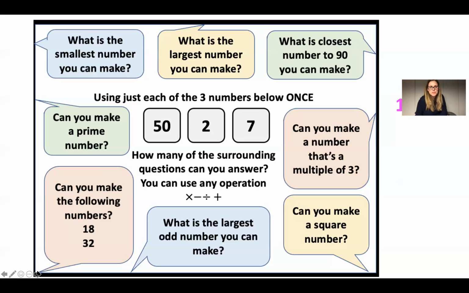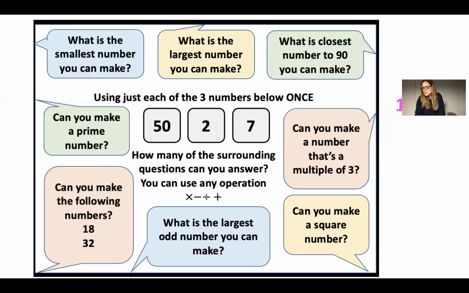Okay, so we'll start at the top in the middle with the yellow one. What is the largest number that you can make? Largest number, if we multiply the three numbers together, we're going to get 700. The closest number to 90. 93 is the number that I got. So the closest number to 90, I got 93. So 5 multiplied by 2 gives me 100. Subtract 7 to get the 93.